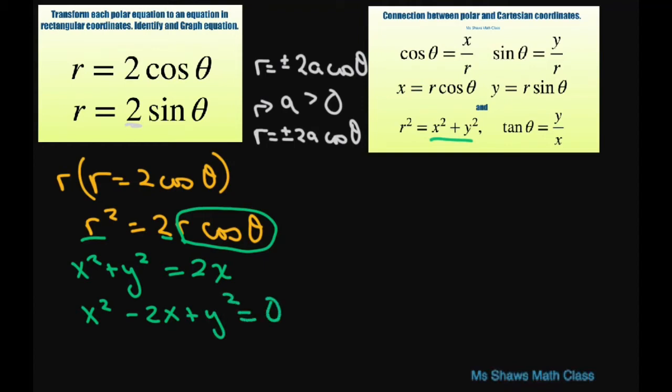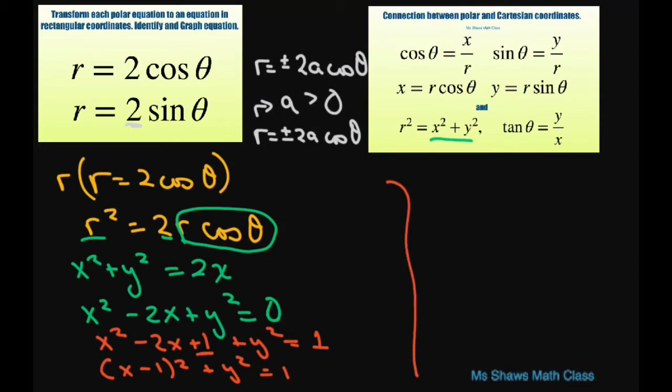And so let's complete the square. We're going to get x squared minus 2x plus 1 plus y squared equals, we added 1 to both sides, 1. This is going to give me x minus 1 squared plus y squared equals 1.